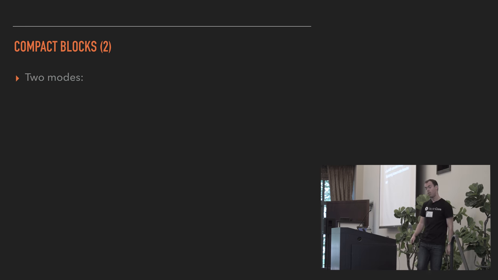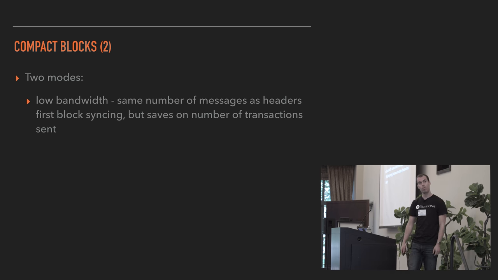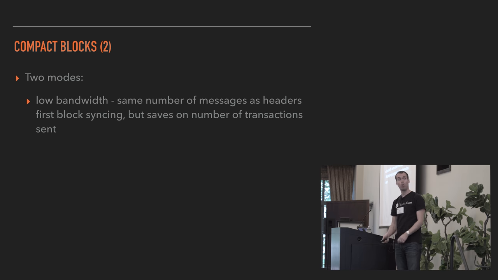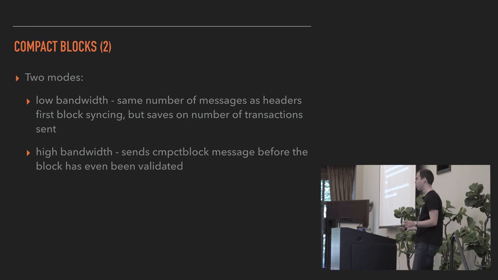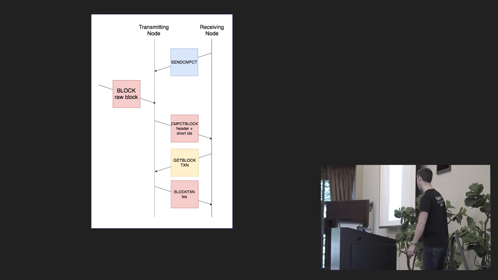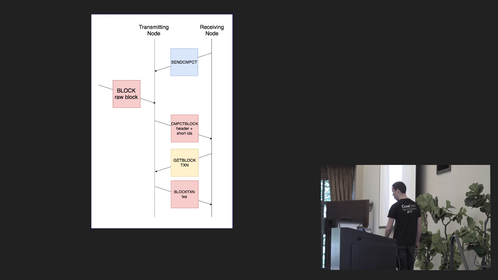So there's two modes. There's low bandwidth, the same number of messages as headers first block syncing, but that saves a bit on the number of transactions that are sent in the compact block. And then there's high bandwidth, which is for very quickly propagating blocks around the network. And it looks like this. After your version handshake, you tell your peer, hey, I'm interested in compact blocks. And when he receives a block, he'll send you the compact block headers plus short IDs. And you'll say, get block. I'll talk about what those mean.